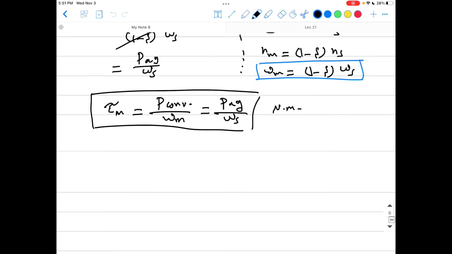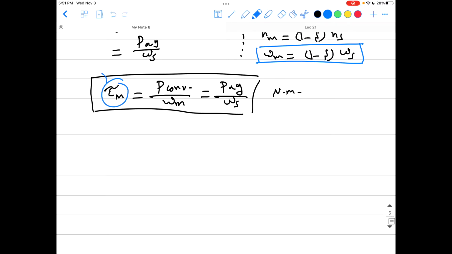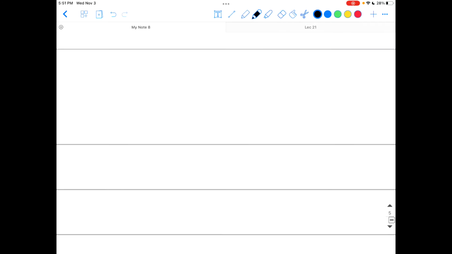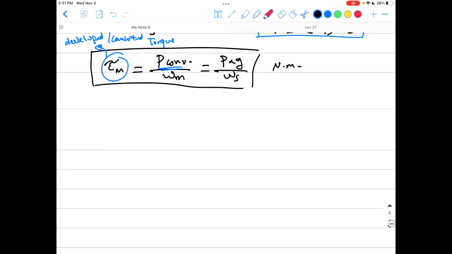Okay? By the way, this is the developed or converted torque, not the actual torque going out. Why? Because it depends on the converted power, the power that's inside the machine before losing the rotational losses. That's why if you want to calculate the output torque or the shaft torque, whatever you want to call it, so T output or call it T shaft, that will equal P output over omega m, not this one. Okay guys?